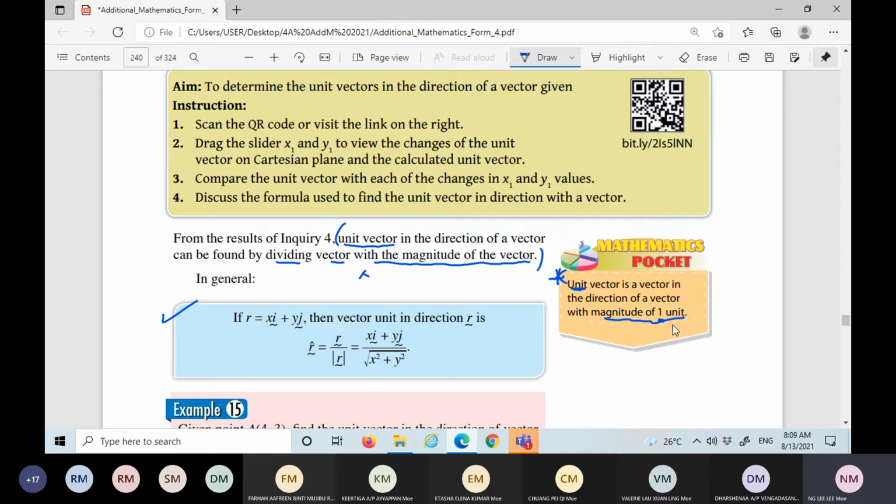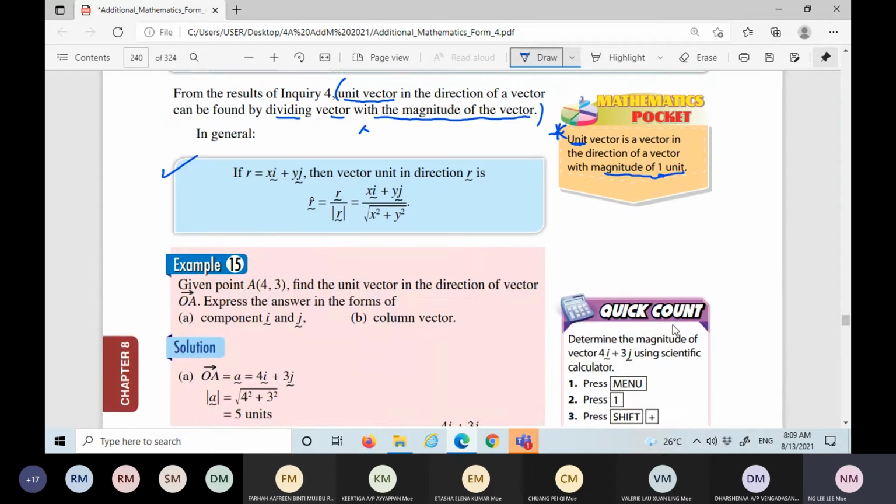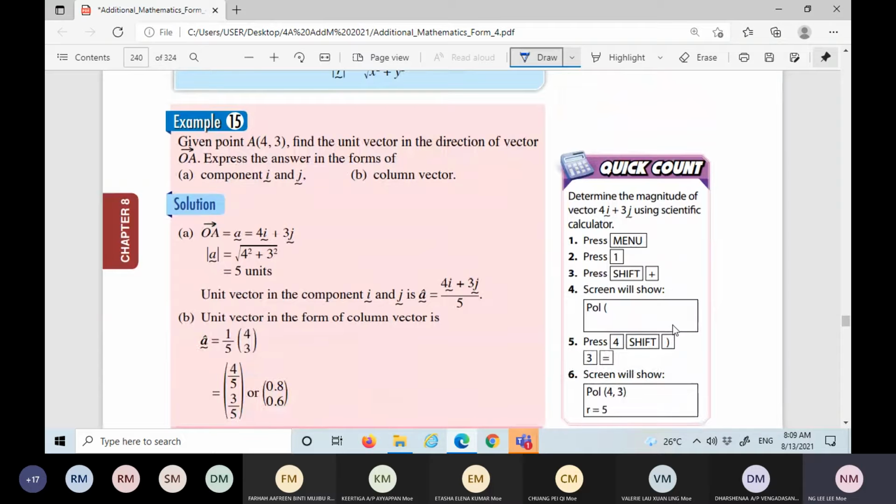Now we look at the example. Example 15. Given point A (4, 3), find the unit vector in the direction of the vector OA. Before that, you have to find the vector OA. Let O be the origin of the Cartesian plane. So OA is 4i plus 3j. Express the answer in two forms: part A, component ij, part B, column vector.